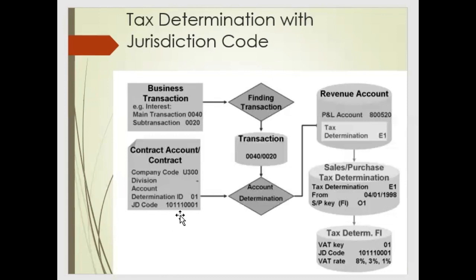Let's consider Europe: in the European Union, all the countries follow the same kind of VAT and taxation, so they will use the same jurisdiction code. Whereas in the US, even though it is a single country, there are 50 states, so each state has its own jurisdiction code. Now, based on that, the taxation would be different.